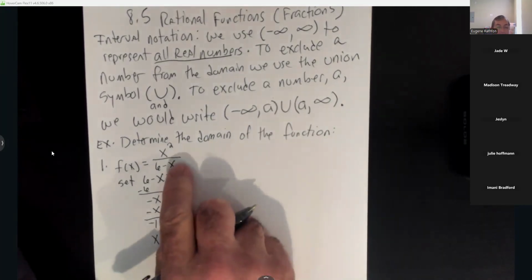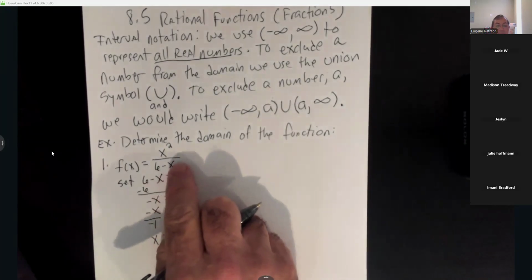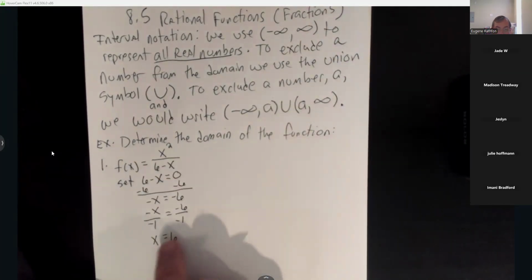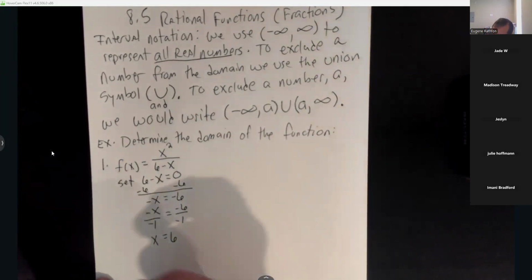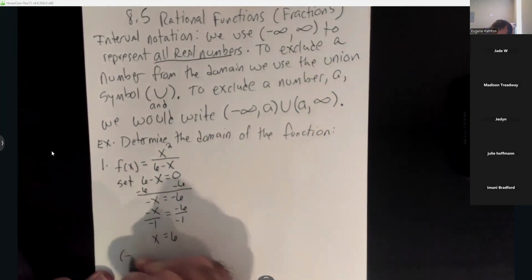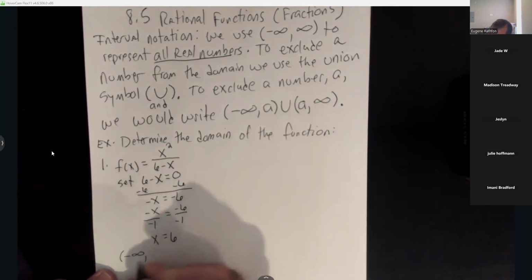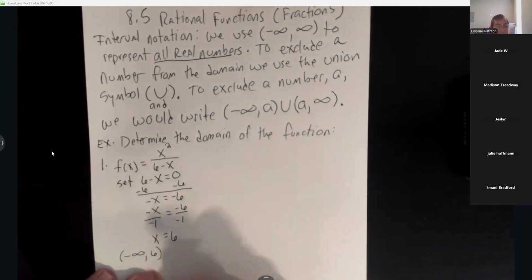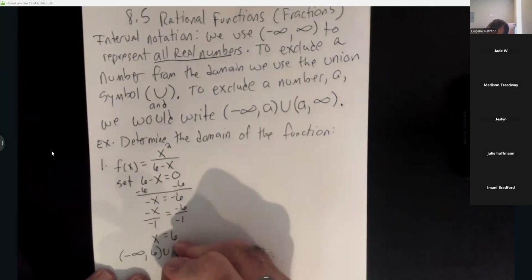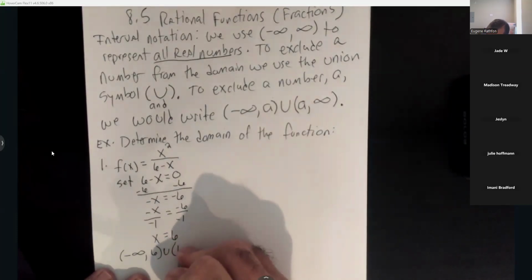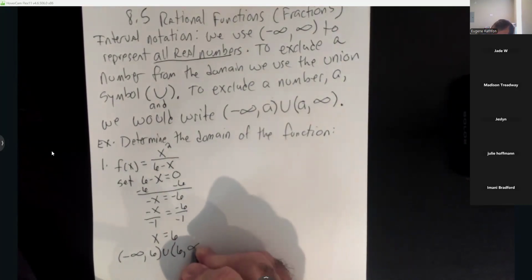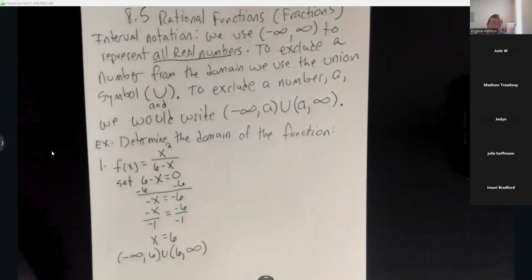So 6, if I put a 6 in, 6 minus 6 makes that 0, which makes it undefined. So we're only going to kick out 6 from my domain. So my domain will go from negative infinity up to 6, but not including 6. And then it'll start from the right side of the 6, not including 6, because of the curvy parentheses. And then it'll go towards positive infinity.